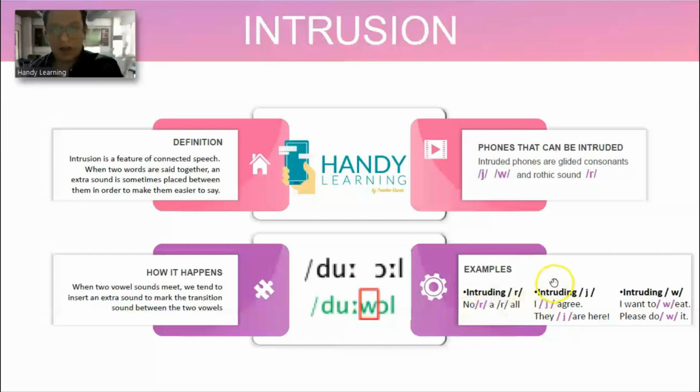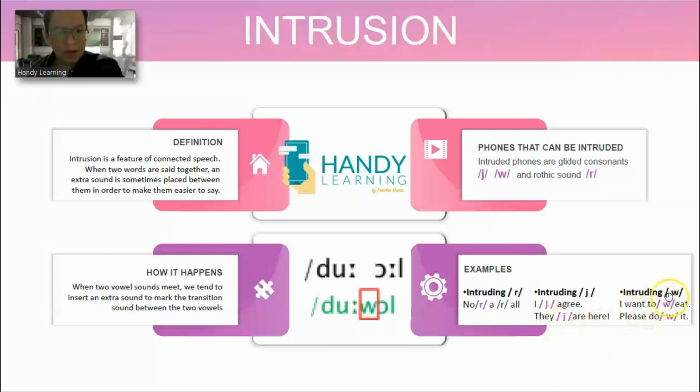Then we can intrude /j/. Let's take a look at this example. I agree. In the middle of I and agree, there is this sound /j/. I agree. Can you spot it? The same happens when we say they are here. They are. Between they and are, there's this sound /j/ intruded. They are here.